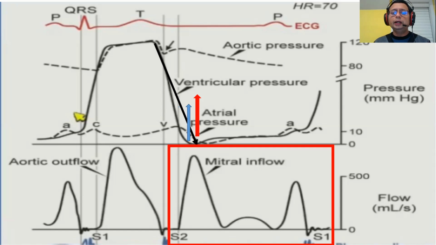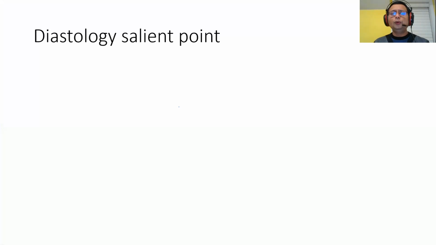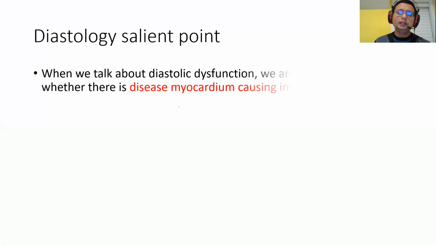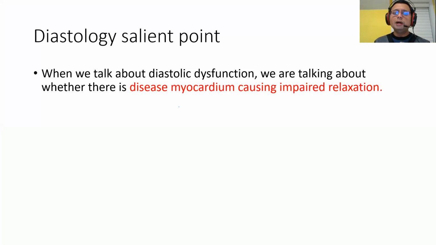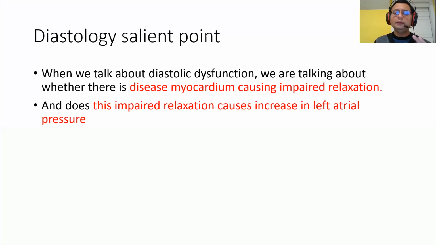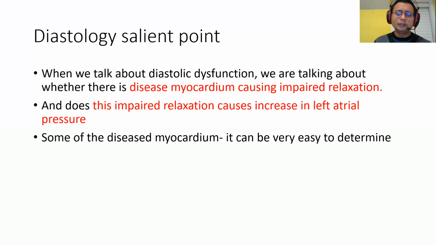Unfortunately, during the earlier phase of echocardiography, we only had mitral inflow to tell us whether the patient has diastolic dysfunction or not. And this gives us certain problems, which I will talk about later. What is the salient point of diastology? Number one, when we talk about diastolic dysfunction, we are talking about whether there is diseased myocardium causing impaired relaxation. And thus this impaired relaxation causes an increase in left atrial pressure.